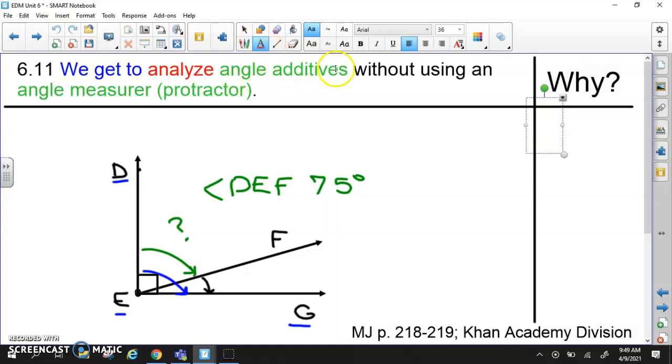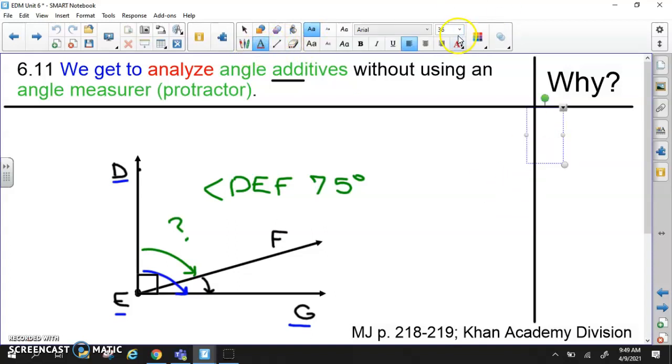What do you see in this word, additives? What's that key word that would give us a thought about what we're going to be doing today? Yes. So there's going to be some adding and perhaps some subtracting as well, since additives is so closely related.